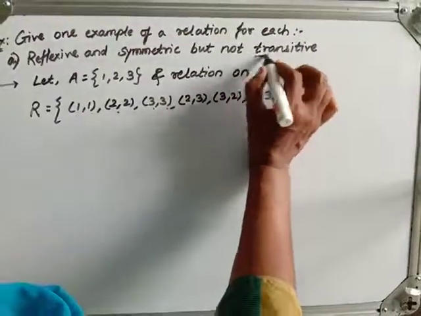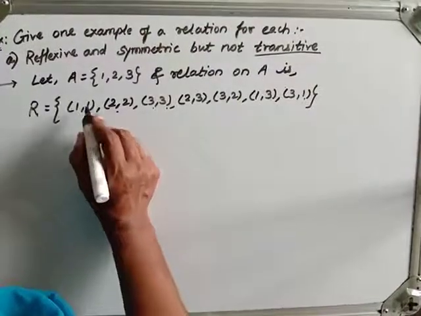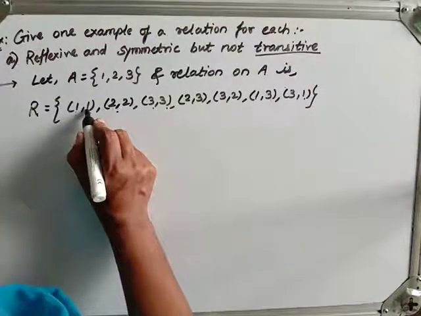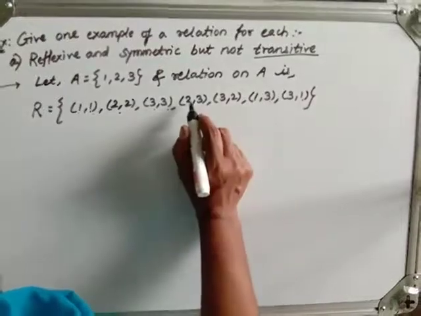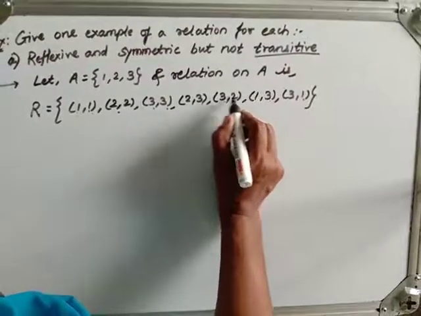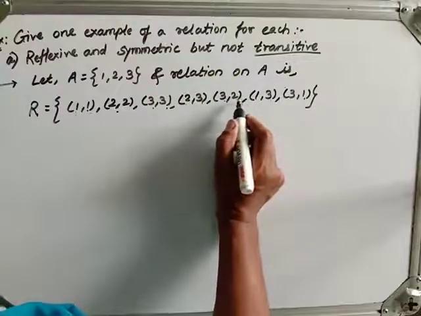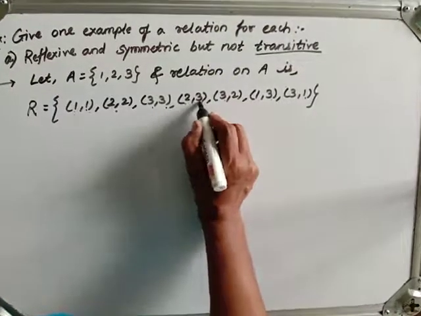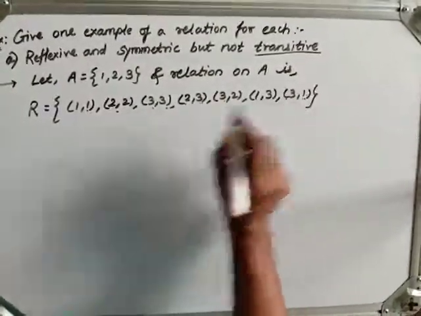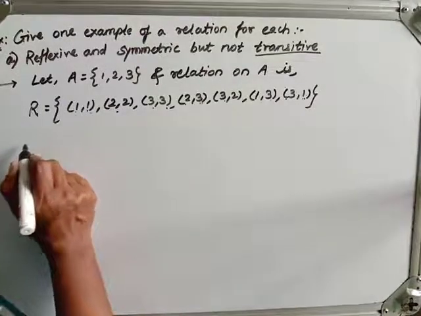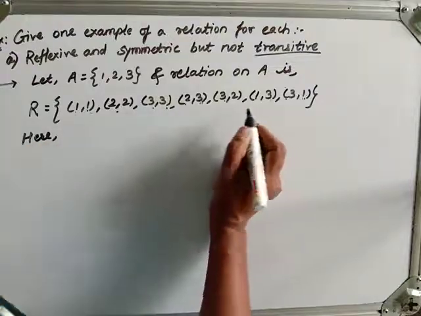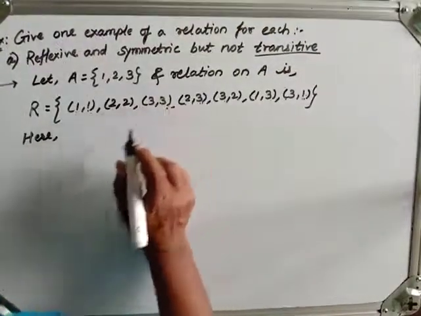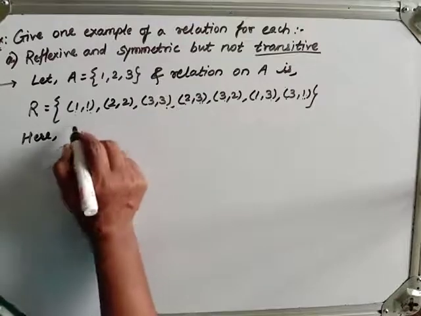Now let us find out the pair for which it is not transitive. Now look at it. 1 is related to 1. 2 is related to 3, 3 is related to 2, so 2 is related to 2 here. Now look at here, 2 is related to 3, 3 is related to 1, but 2 related to 1 is not here. So if we are able to find such a pair, then it is not transitive, otherwise it will become transitive.